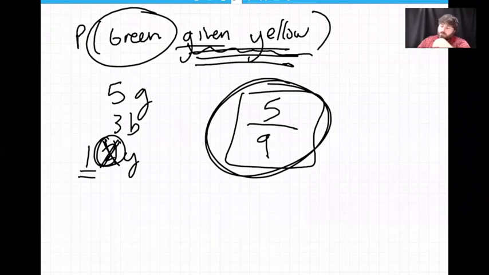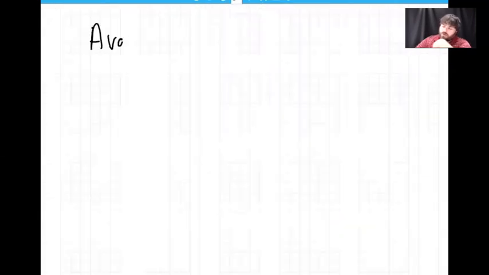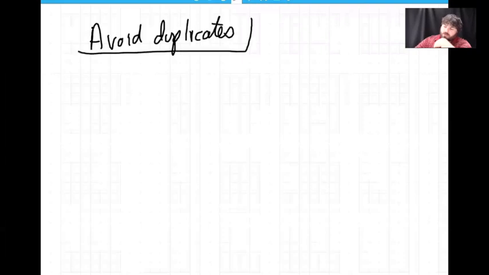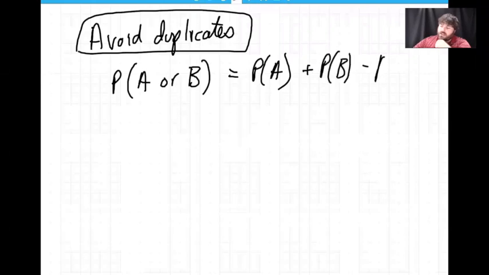Okay, now with probability, you can have these duplicates as well. And so what I'm going to do is remind you of that formula. You want to avoid duplicates with probability, just like we did with Venn diagrams. Okay, so the formula will be a little different because we're not talking about the number of things in this Venn diagram. Instead, we're talking about probability. So it's the probability of A or B happening is the probability of A plus the probability of B minus that shared probability of A and B.